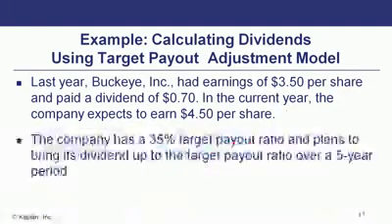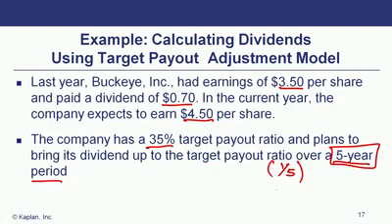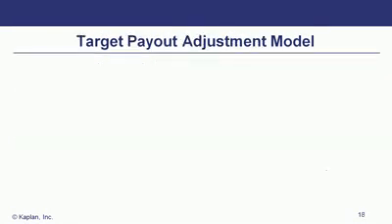Let's look at how the model works with an example. Here we have earnings of $3.50 per share. You're given that the actual dividend last year was 70 cents per share. Then in the current year, the earnings go up to $4.50 per share. You're given that the target payout ratio is 35% and the adjustment period is 5 years. So what is this 5-year period? That gives you a smoothing component, and therefore you're going to smooth your payout by 1/5 during any given year.